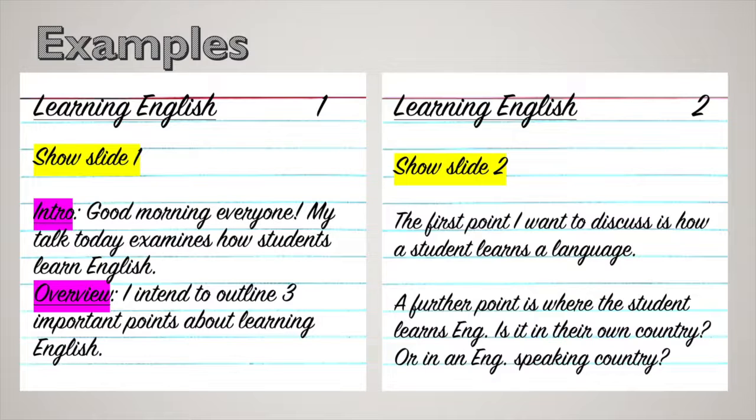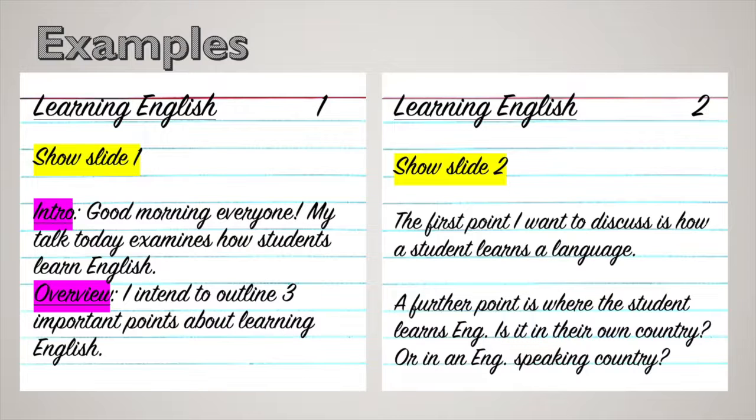Well, the first thing that I would do, I would show slide 1. And I would introduce myself by saying, "Good morning, everyone. My talk today examines how students learn English." I will give an overview also. And I would say something like, "I intend to outline 3 important points about learning English."